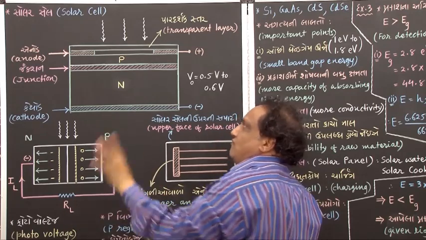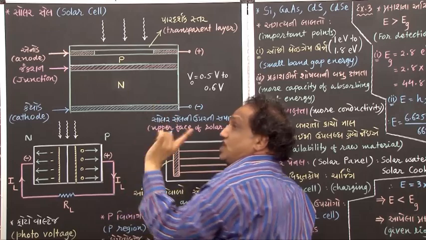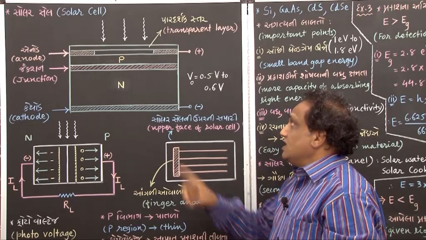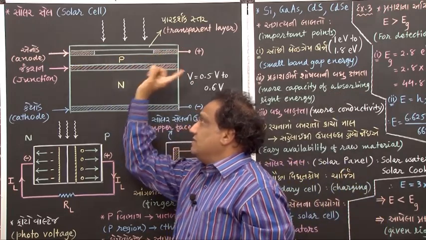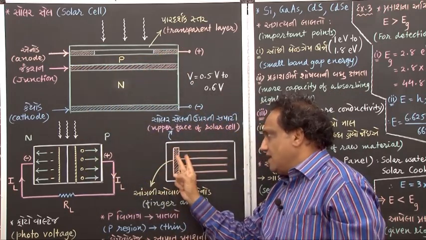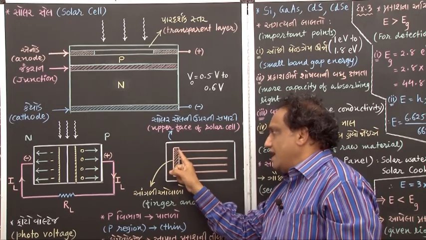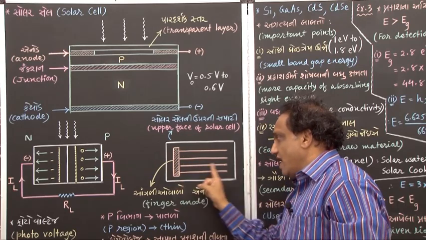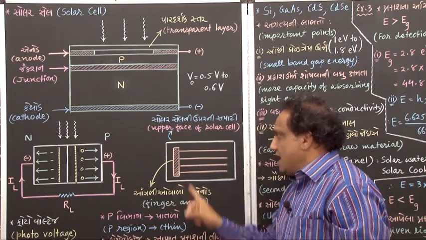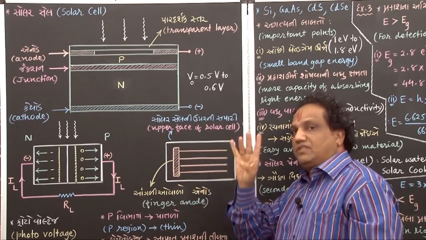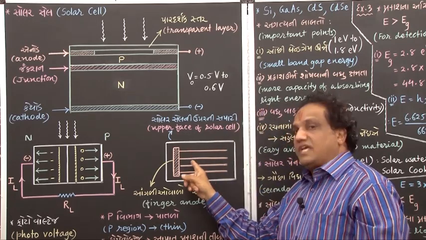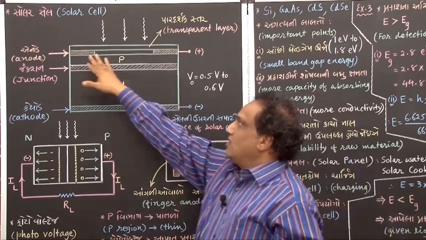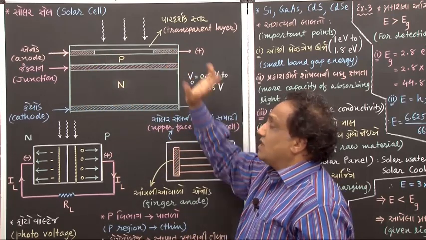For that, what do we do? We keep the anode with a specific shape. It is not a complete metallic sheet. It has a shape like this, in which there is a metallic strip, and attached to that strip are some 4-5 metallic wires. Because these wires can be compared with our fingers, we call this anode a finger anode. One finger anode is kept on the left side, one on the right side.